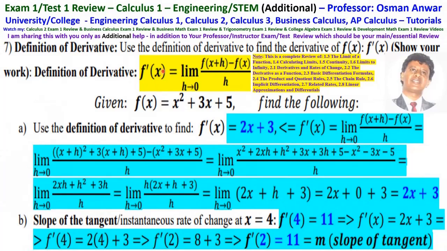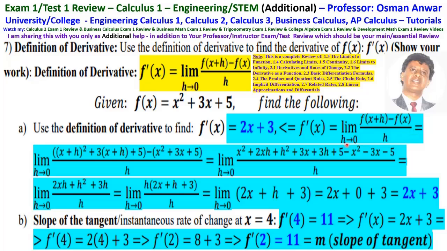Number 7 is we're going to find the derivative of f of x equals x squared plus 3x plus 5, which we know is 2x plus 3, but we're going to use the definition of derivative to find this 2x plus 3. So the definition of the derivative is f prime of x equals limit as h approaches 0 of f of x plus h minus f of x over h.